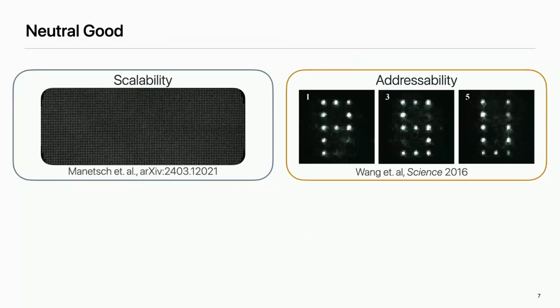Okay. And the other really nice thing is that there have been a lot of techniques developed for imaging.